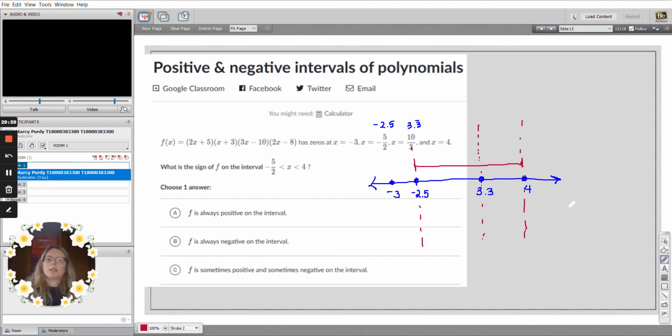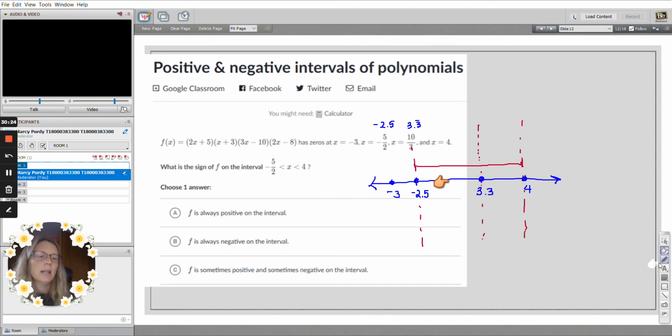So the thing with this that you have to be careful of is they want to know over 2 intervals what the signs are going to be. Are they always positive? Are they always negative? Or sometimes positive and sometimes negative? So what you're really going to have to do to figure this out is plug a number from this interval into the equation and plug a number from this interval into the equation.